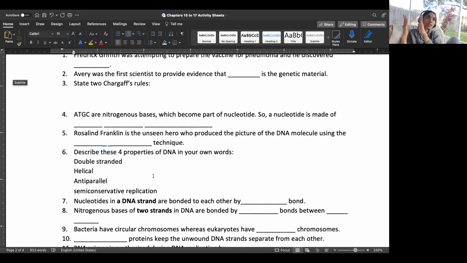They can be easily, not so easily. It does require some time because a zip does not go on its own. You have to put in a little tiny energy to unzip it, right? It's like that. So the bond between the nitrogenous bases of the two strands of DNA is a hydrogen bond. So know the difference. Between strands is hydrogen, and between nucleotides in the same strand is covalent, which is a stronger bond.